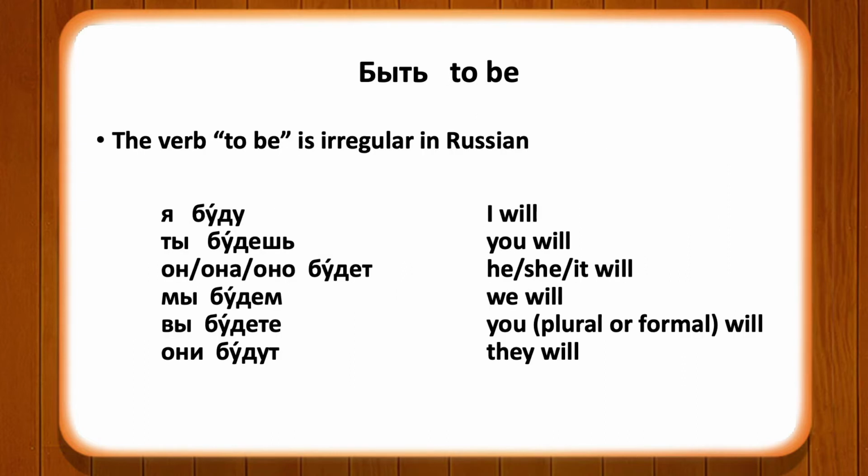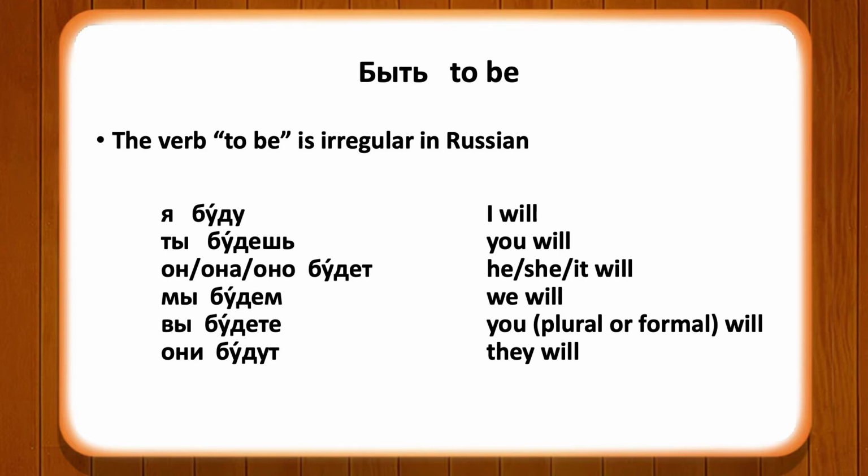Let us now learn the conjugation of the verb быть, which means to be. The auxiliary verb быть must be conjugated with the appropriate suffixes. The verb to be is an irregular verb in Russian, so its stem is slightly modified in the future tense. The conjugation of this verb is as follows.